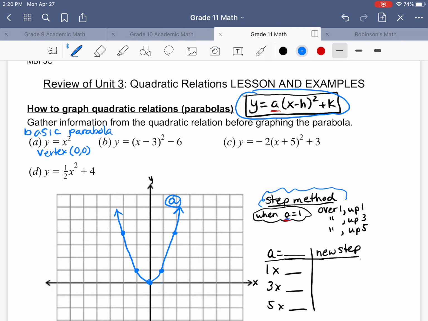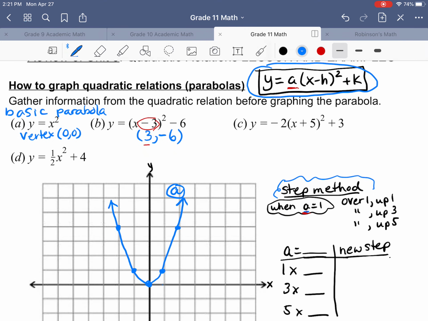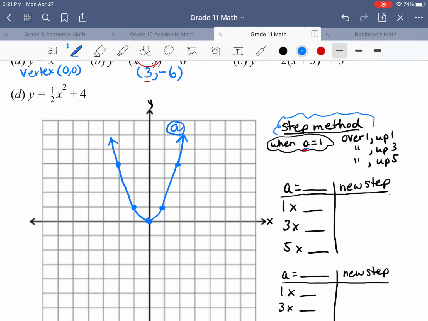Now let's do Parabola B. So the vertex for Parabola B is at +3 and -6. So notice that the x-coordinate of our vertex right here has the opposite sign of what we see in the brackets. Okay, so we see a -3 in the brackets, but our x-coordinate of the vertex is a +3. So we are going to start out by plotting that point. So +3, so we start at 0, 0, we go right 3, and then we go down 6. Okay, we've plotted our vertex.